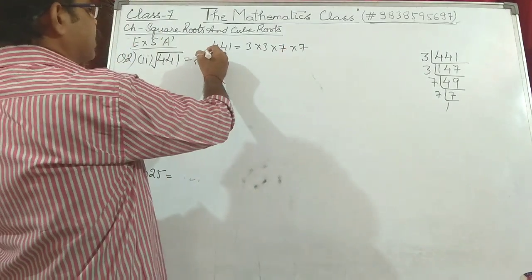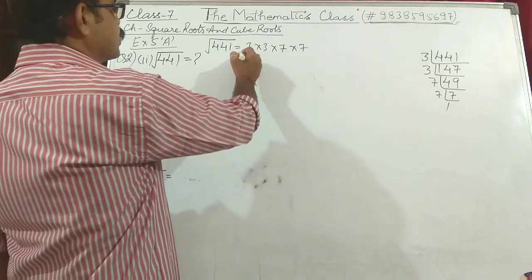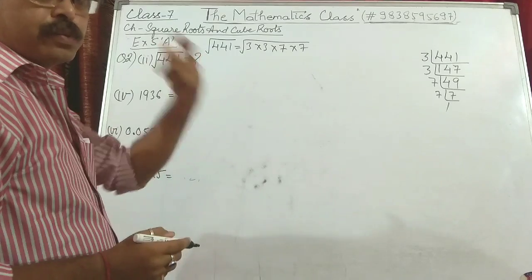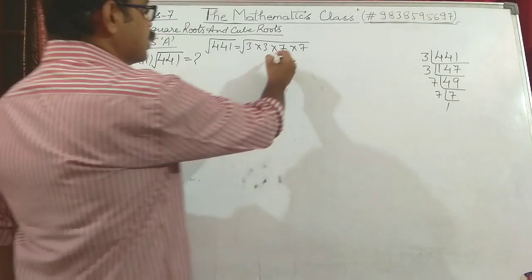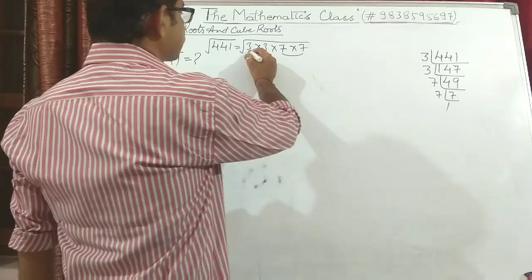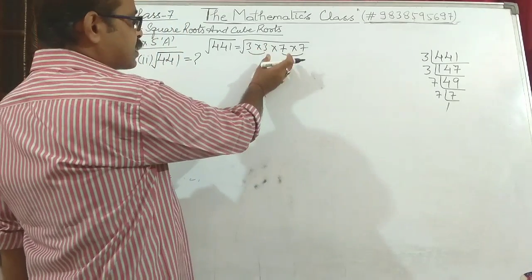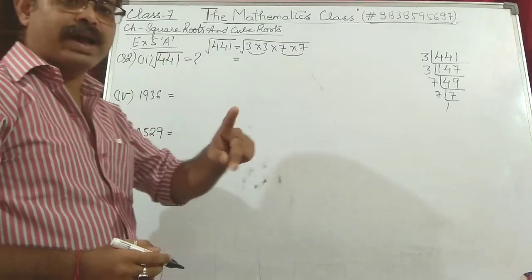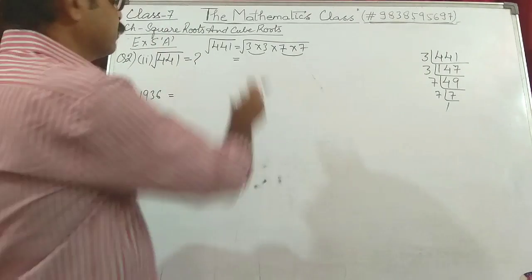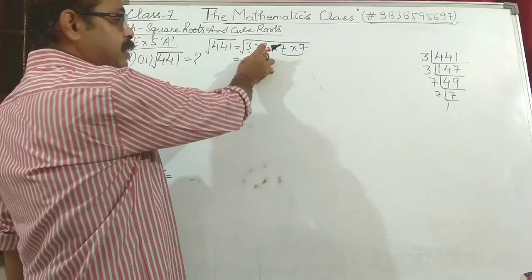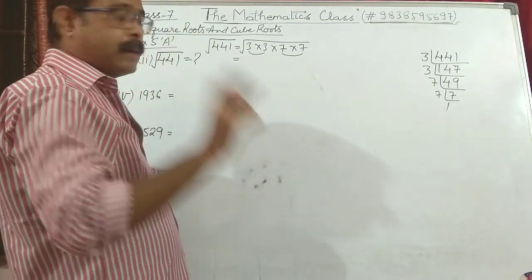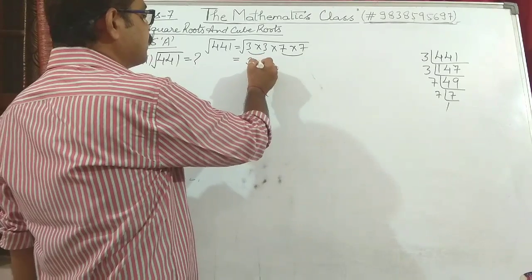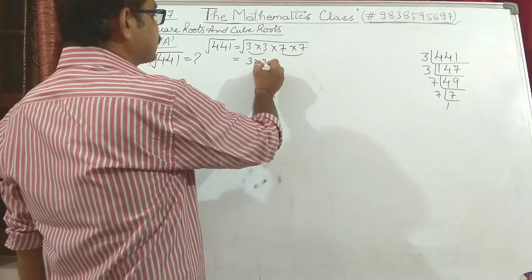But we need to find out the square root of 441. So we will put a square root. And when we put a square root, we try to make the pairs of the factors. So this is one pair and this is one pair. When these pairs come out of the square root, they replace the two numbers by one value. One value means this pair is being replaced by one number. So out of these 3, there will be 1 3, and out of this 7 there will be 1 7.